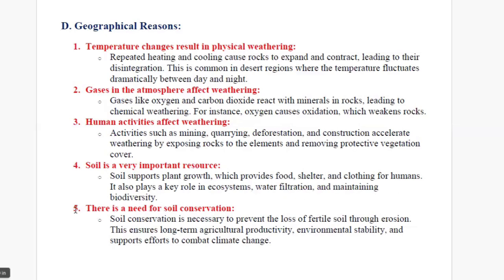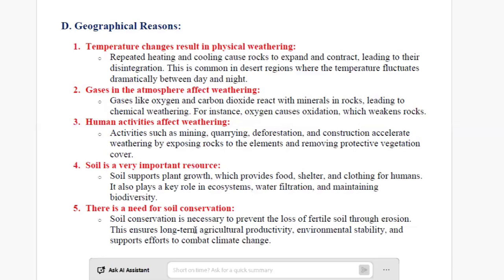For the last reason, the fifth reason: there is a need for soil conservation. Soil conservation is necessary to prevent the loss of fertile soil through erosion. This ensures long-term agricultural productivity, environmental stability, and supports efforts to combat climate change.